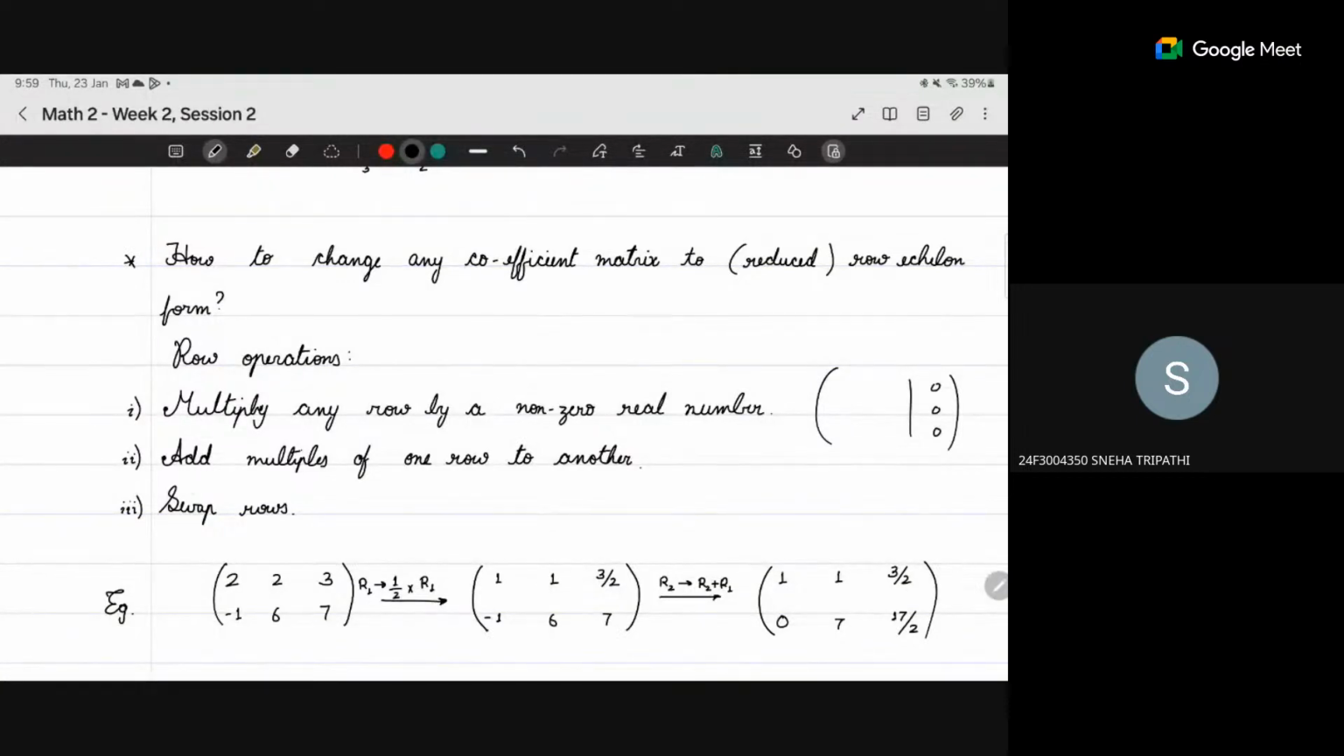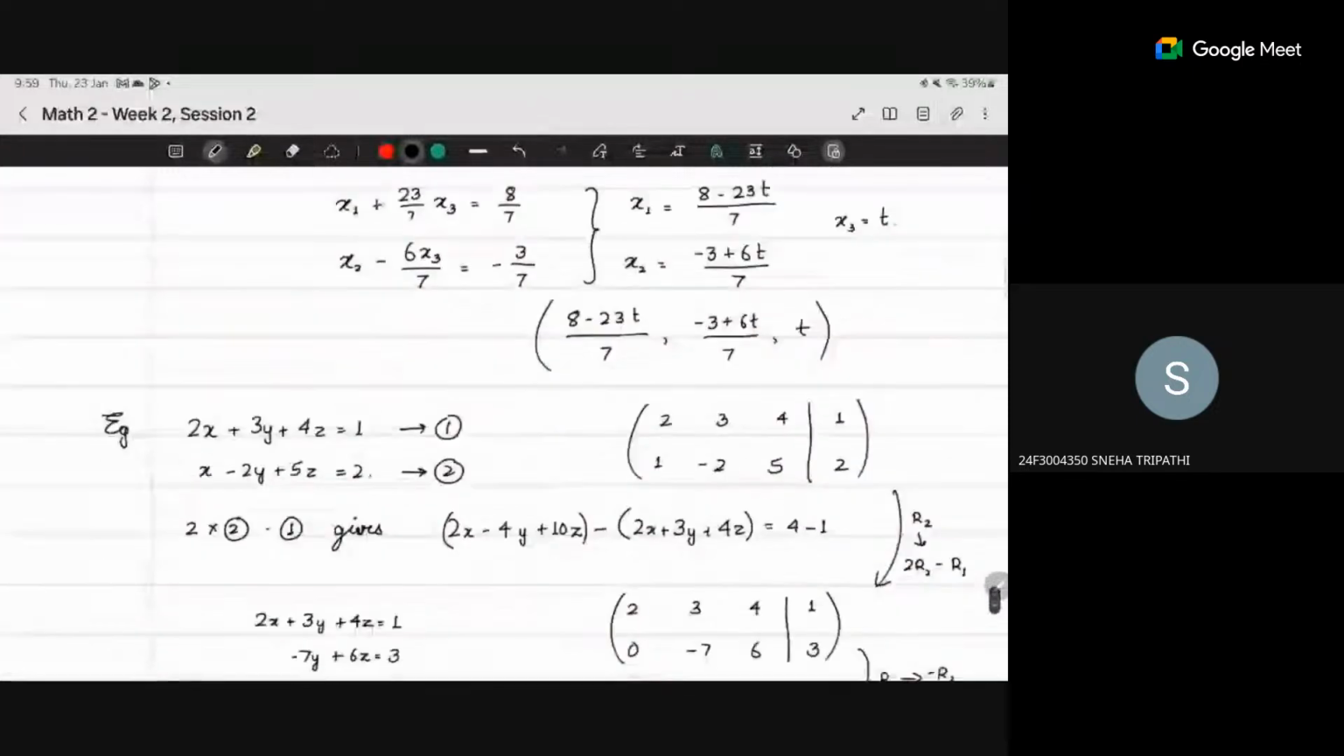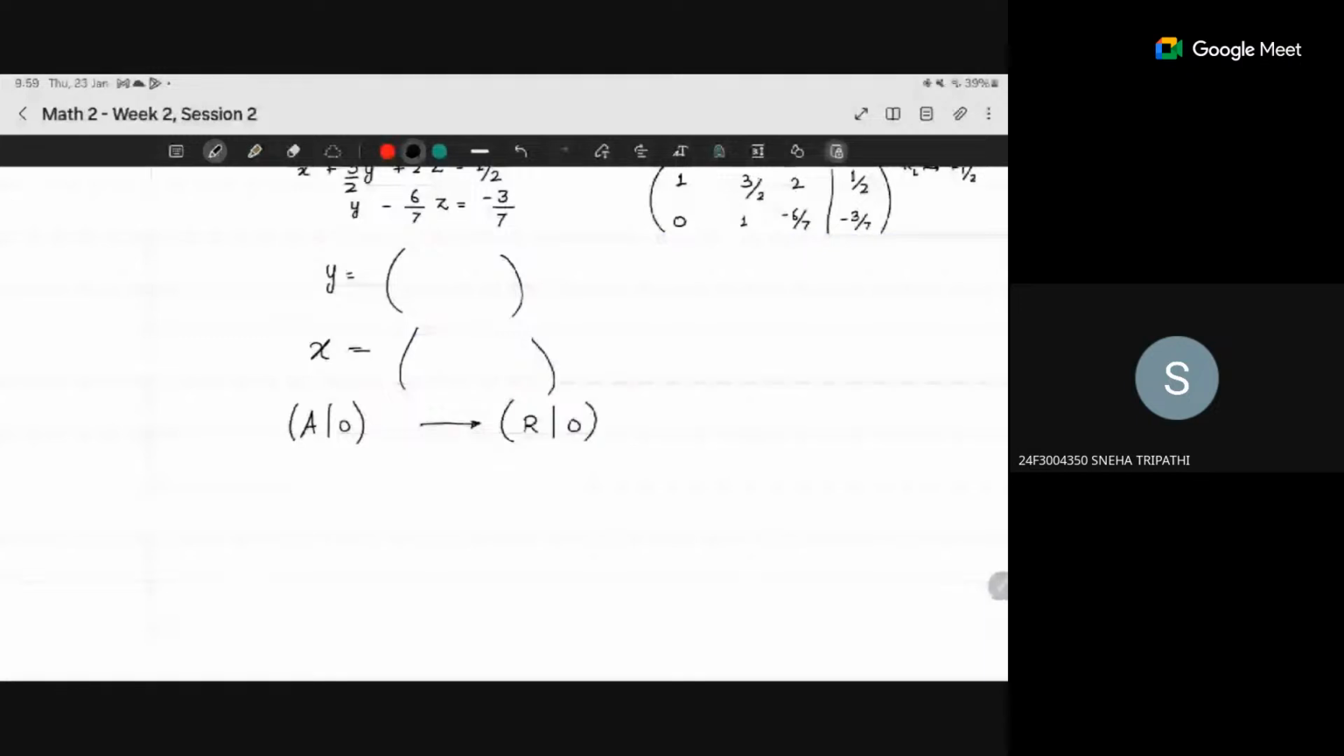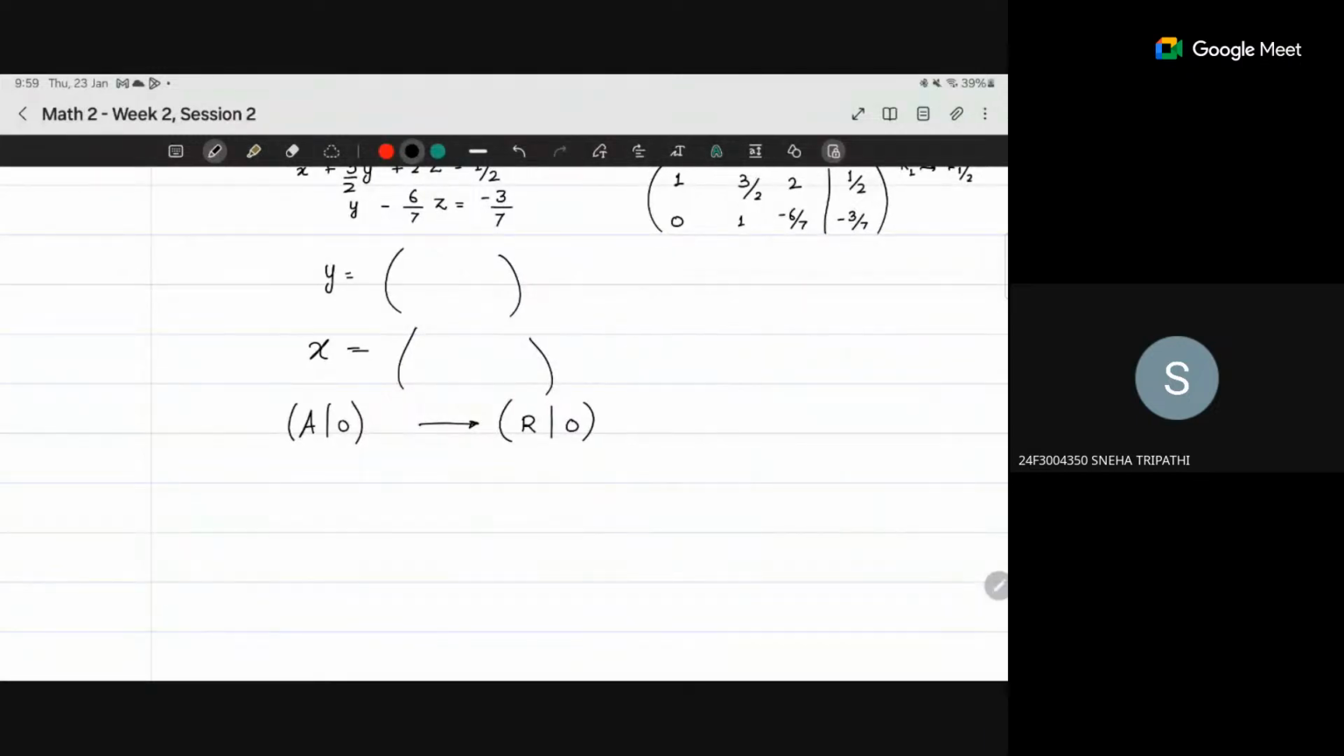If you add multiples of one row to another, you'll add multiples of 0 to this entry. 0 plus t times 0 will still remain 0. And if you swap rows, it will still be 0. So what happens in the case of a homogeneous system of equations is that if you have [A | 0] as the augmented matrix, then you'll have a reduced form [R | 0] itself. And then you can solve the reduced form more easily.